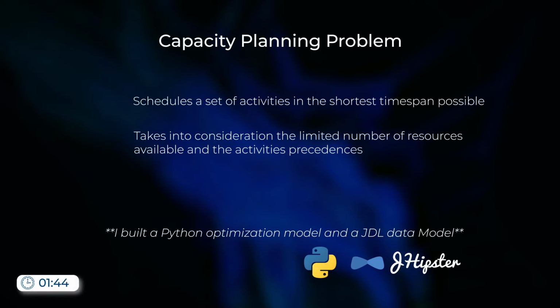I have built a data model and a Python algorithm to solve a simple capacity planning problem. I want to plan a set of activities over the shortest time span possible, taking into account the available resources and the activities' precedences. The data model is described in JDL, a language by JHipster.